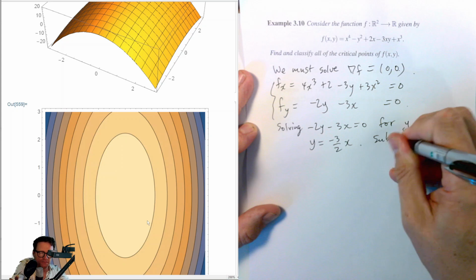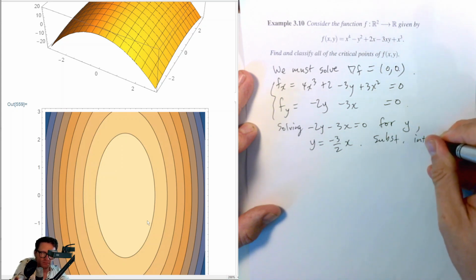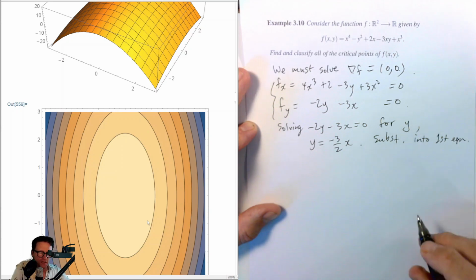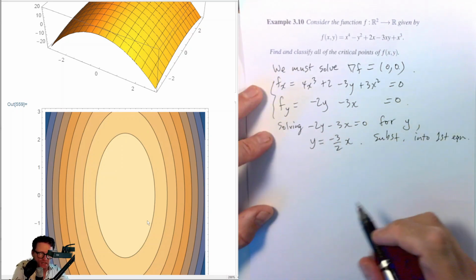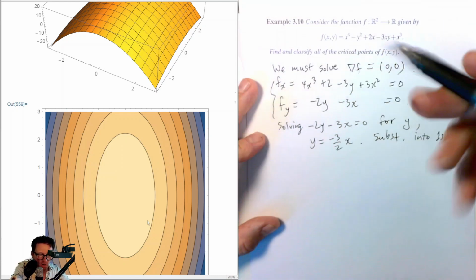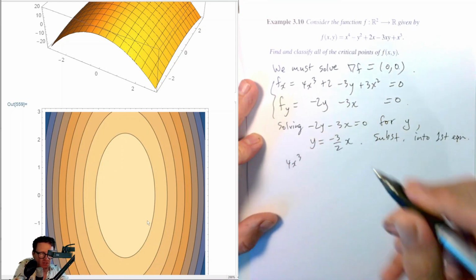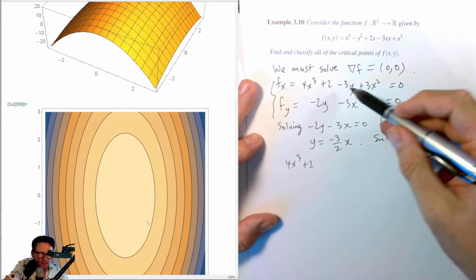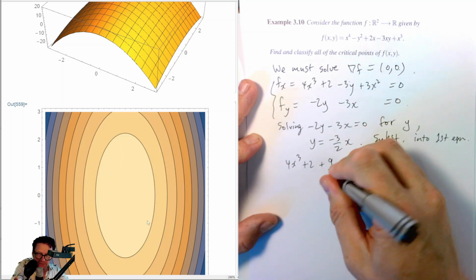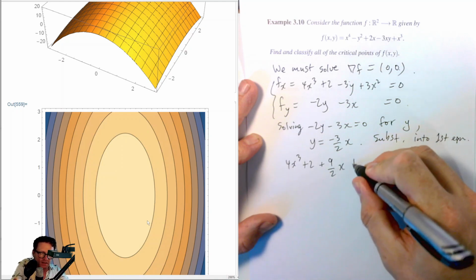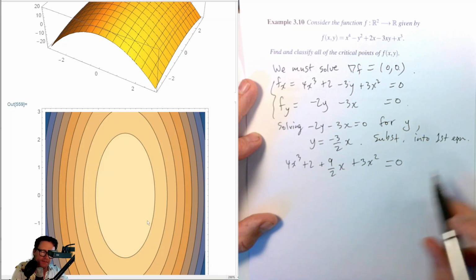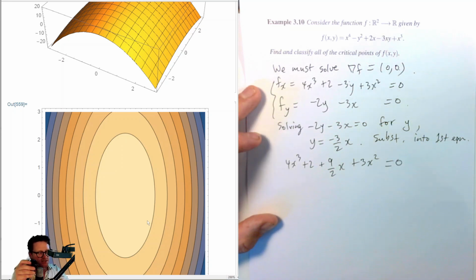Okay, substitution into the first equation gives us, let's see, subbing that in. So we've got then, where are the y's? There's only one y in it. So we've got 4x cubed plus 2 minus 3 times minus 3 over 2, which is plus 9 over 2 times x, plus 3x squared equals 0. So now I've eliminated y by substitution. And now I want to solve this.